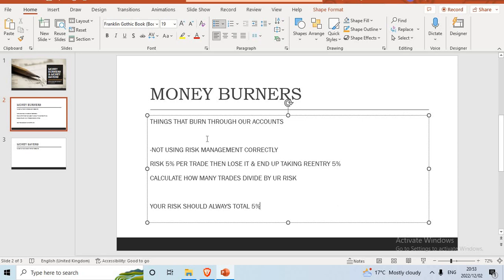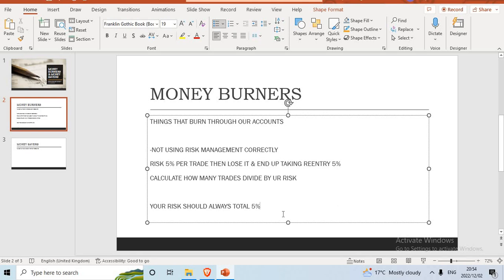This is the first money burner: we tend to not use risk management correctly. If our trade risk is 5%, we tend to risk that, and then I end up wanting to enter again, and I end up with, for instance, a 15% or 20% drawdown, or if you are greedy, a 50% drawdown. You take 4 trades back to back and they end up losing you about 20%, instead of dividing the 5% and maybe risking 1.5% or 1.25% per trade, so you still risk the 5% but still take your 4 trades.